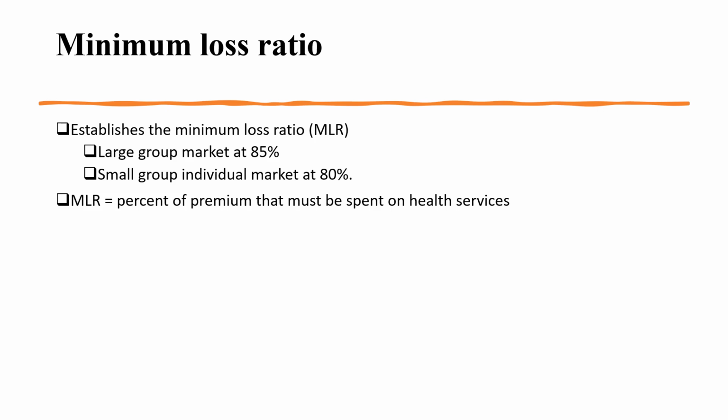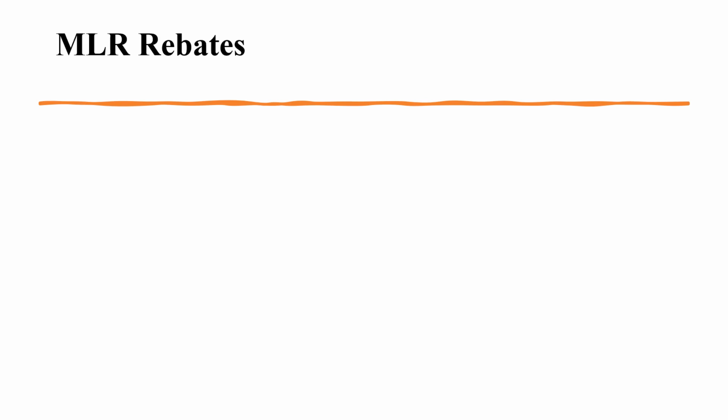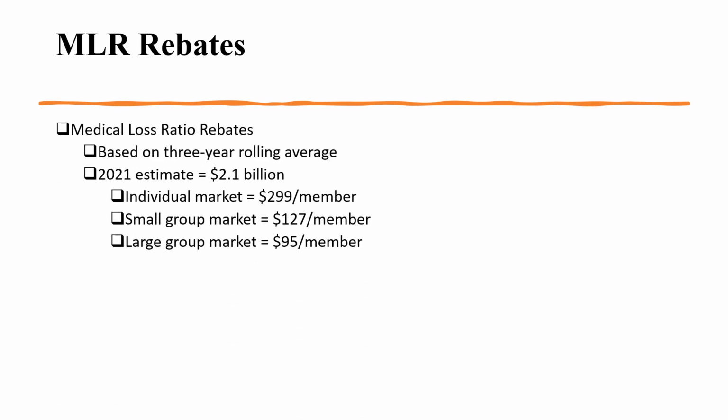And in the small group and individual market, that is only 80%. And the remaining, they get to keep for administration, for marketing, for profit. I think that 15% is probably pretty generous. The insurance companies are making good money, but it does put a floor on the profits that they can make. And what happens if they don't hit those ratios?